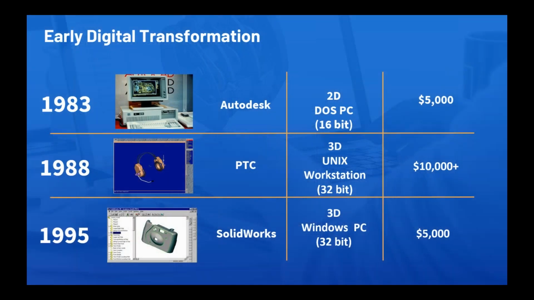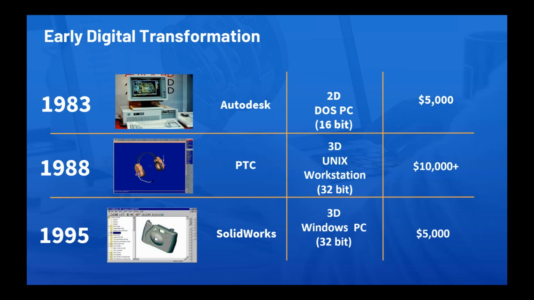So if we look at the early transformation into the tools that we use today, back in the mid 80s, Autodesk was available on a DOS platform. It was basically just two-dimensional, and we create drawings, right? And that system was about $5,000. And that'd be a lot more today as far as its value per cost.